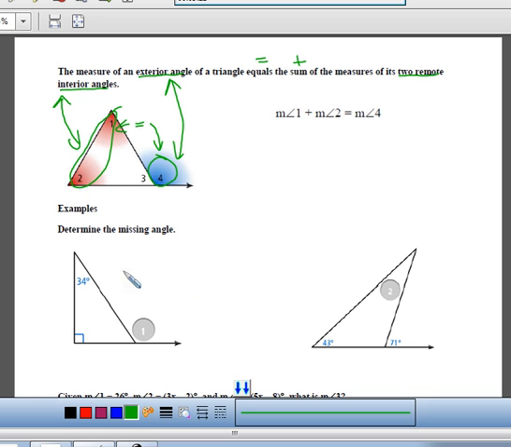All right, so let's take a look at a couple of quick examples. So determine the missing angle. So the missing angle here is 1, the exterior angle. So this is equal to 34 plus this angle here. Now you should recognize the little box in the corner means this is 90 degrees.